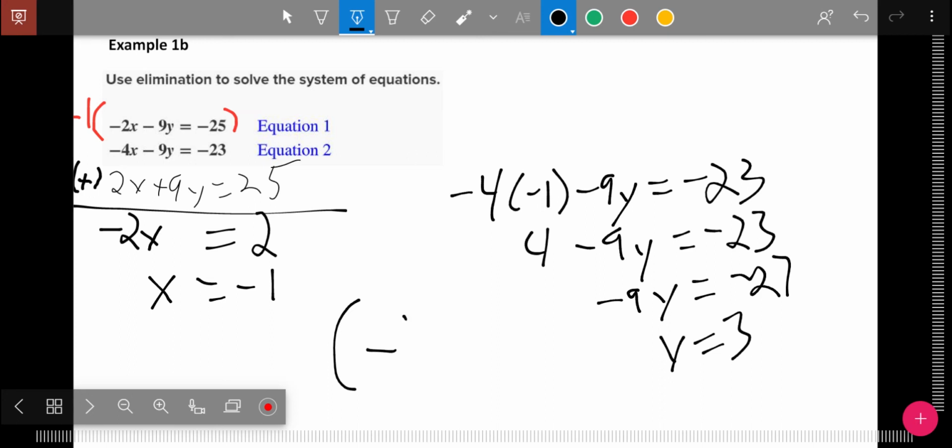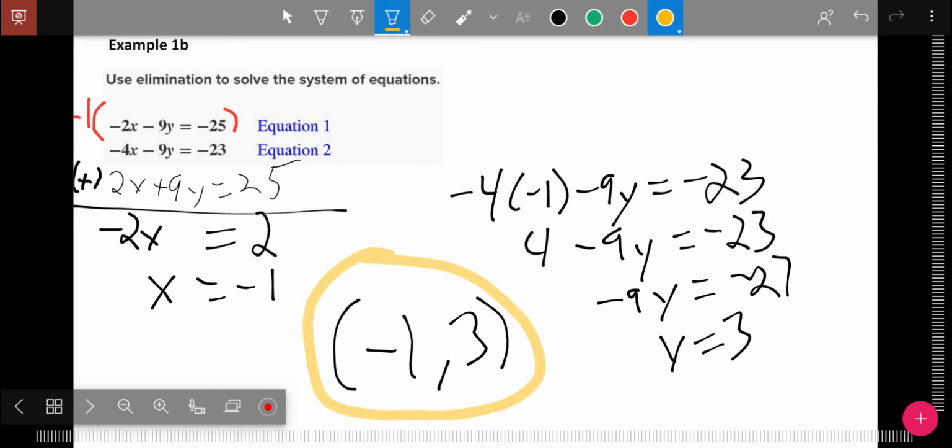That leads me to my final answer. x is negative 1, y is 3. That coordinate is my answer.